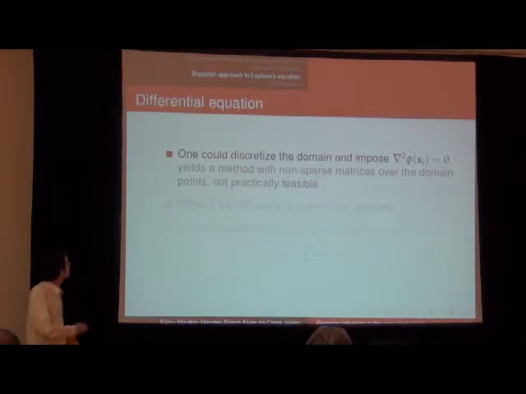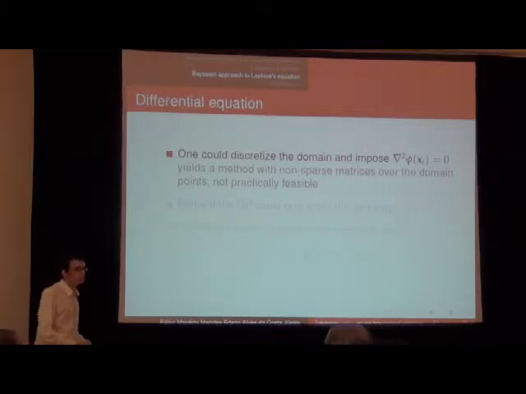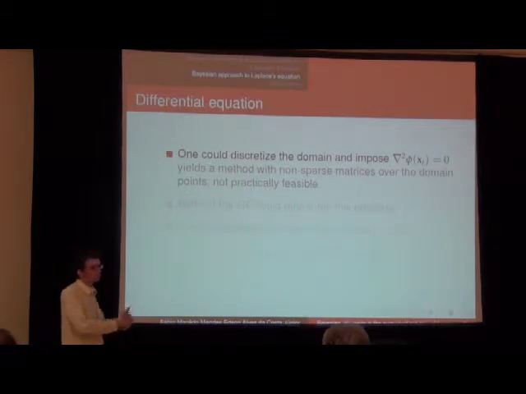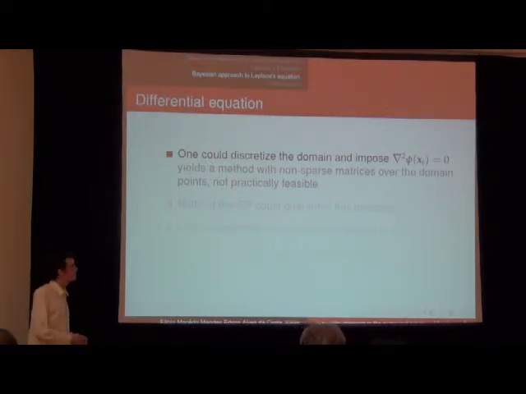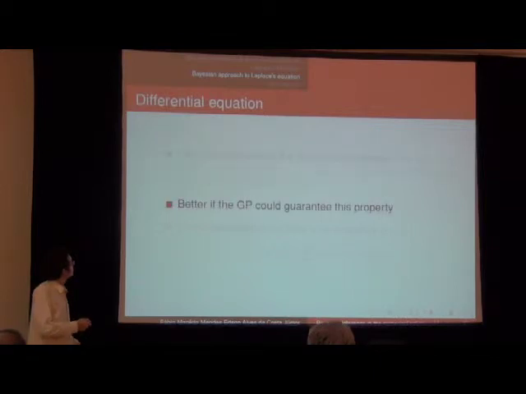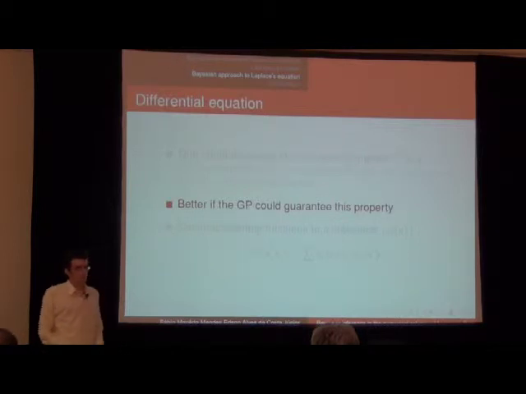But unfortunately, if you want to solve the Gaussian process using this scheme, we will get very large matrices which are non-sparse. And when you compare it to other methods that discretize the domain, you usually get very sparse matrices, so from a practical point of view, this approach is not very good.